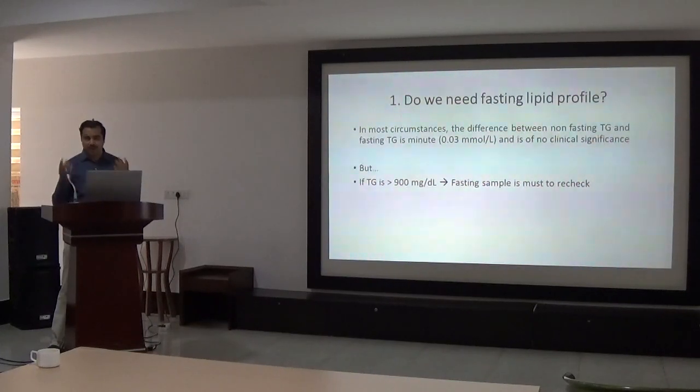Then we need to convey this to the lab, because the lab will always send the sample back saying it is not fasting. Even my lab sends me that. So we need to convey that we need non-fasting samples. To clarify: if non-fasting TG is more than 400, then we check in fasting, and then decide.